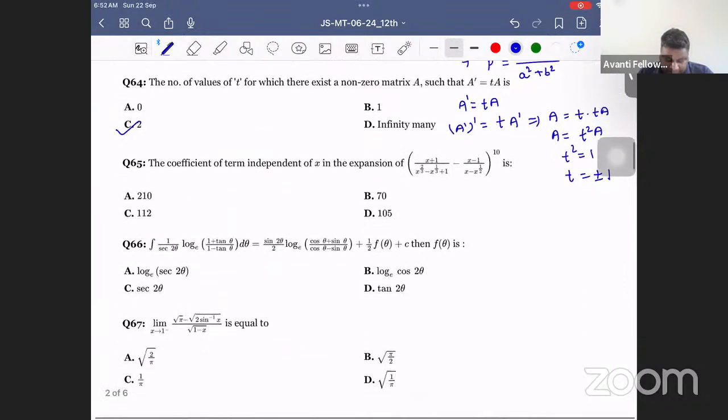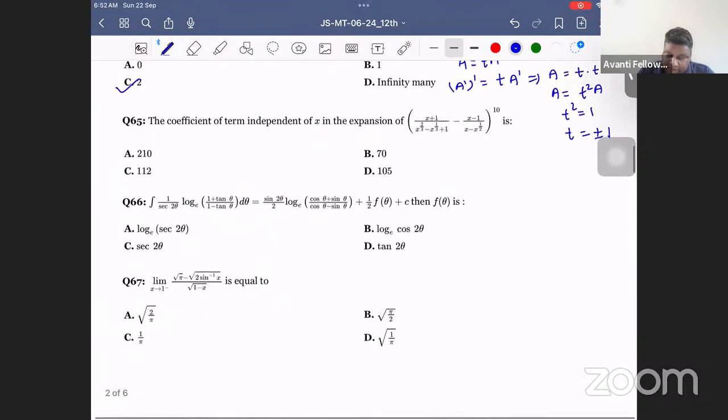Now 65 is an easy one. You can do it on your own. 66 I would like to discuss.